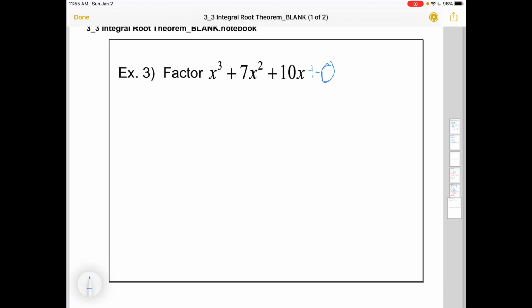The reason I put this one in here is just to remind you that you should always be looking for a GCF first. Okay. If you can avoid doing this fancy factor theorem stuff, you probably should. And this one has the greatest common factor of x. So we get x squared plus 7x plus 10. Oh my gosh, that's just a quadratic. We can factor that.